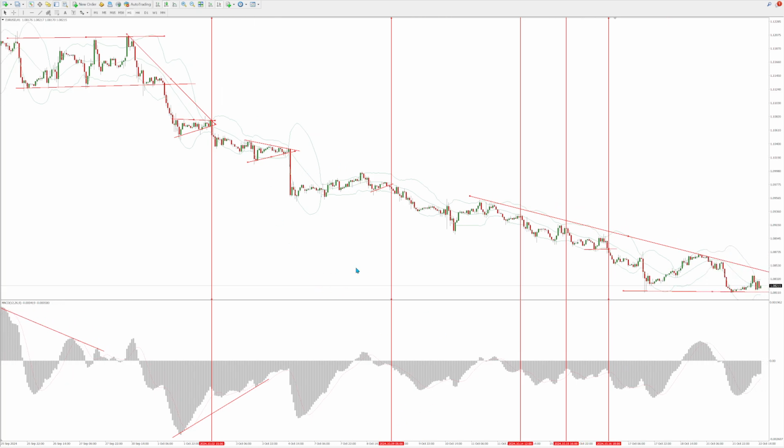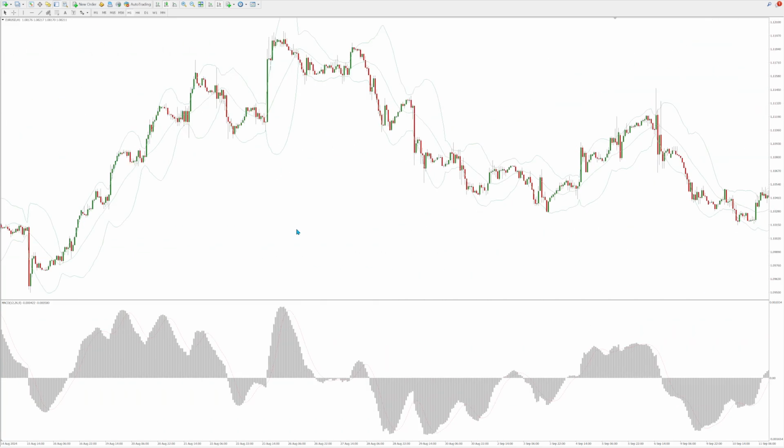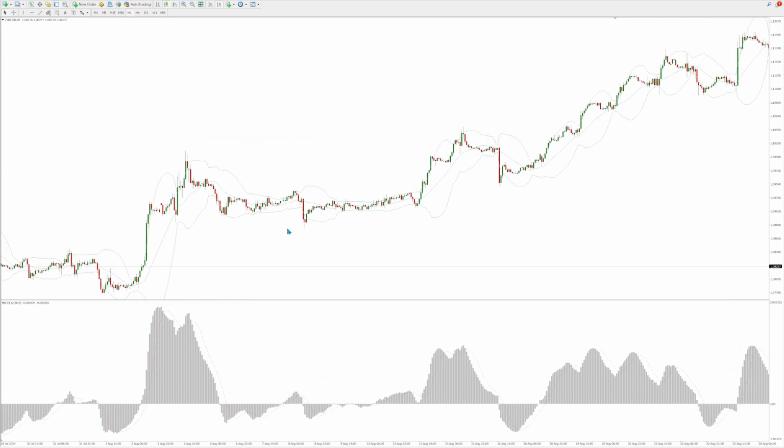So that's a good example of a strong downtrend with ample opportunity for entering based on the Bollinger Band and MACD trading strategy. Hopefully you found something useful in this video. You can apply the same principles if you're trading long in an uptrend. So we have an uptrend here.